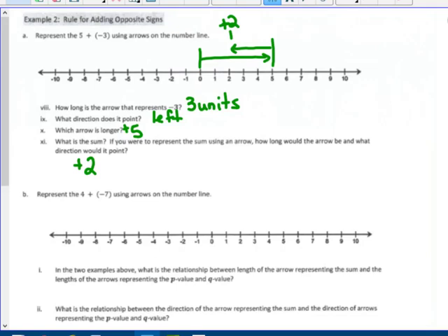If you were to represent the sum using an arrow, how long would the arrow be? It would be 2 units. So if I wanted to get back to this, I would go 2 units. And what direction would it point? It would point to the right.